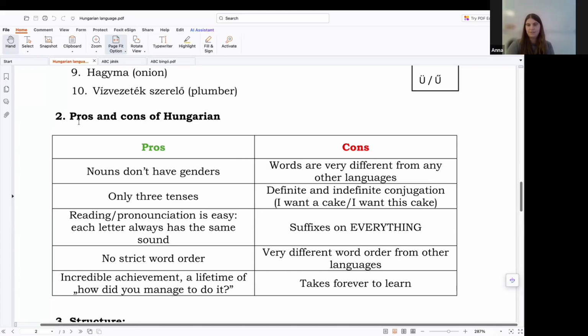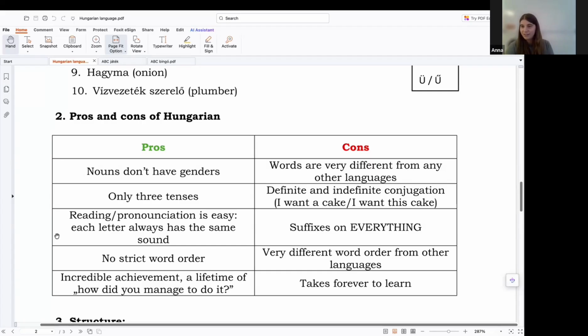Okay, and yes, so I put it here in the cons, definite, indefinite. So we would conjugate the word want a little bit differently, whether I want to say I want a cake or I want this cake, and that's not the only rule, but yeah, overall it's quite nice that there are three tenses. Okay, another pro is that pronunciation is easy once you get all those letters right that we just practiced, because again, the letters have the same sound, okay?